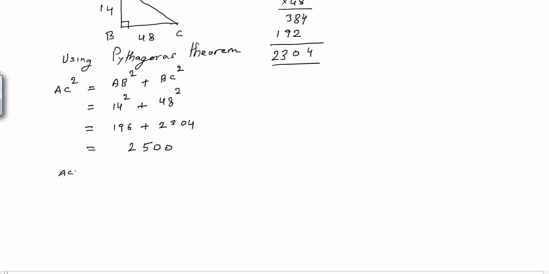So what we got? AC square we have got as 2500. Therefore AC is going to be square root of 2500. Now we can solve this by long division method, or directly you can see that 5 5s are 25. So if I take the square of 50, I will get 2500. So the value of AC is 50. Now they have given units in centimeter, so I will say that AC is equal to 50 centimeter.